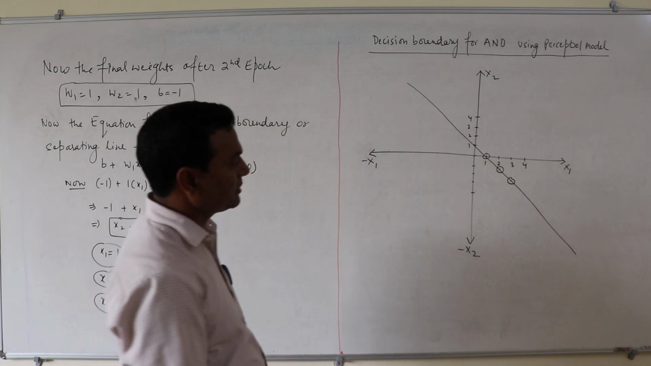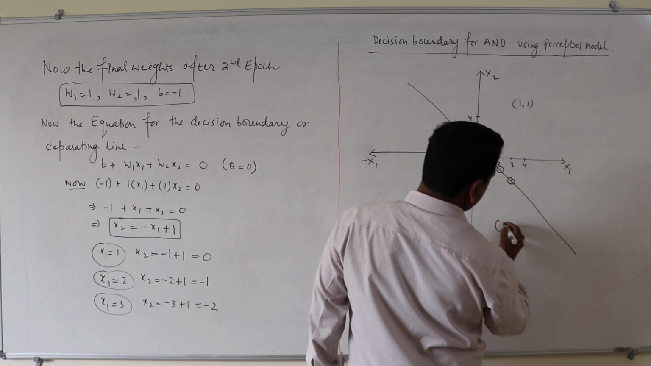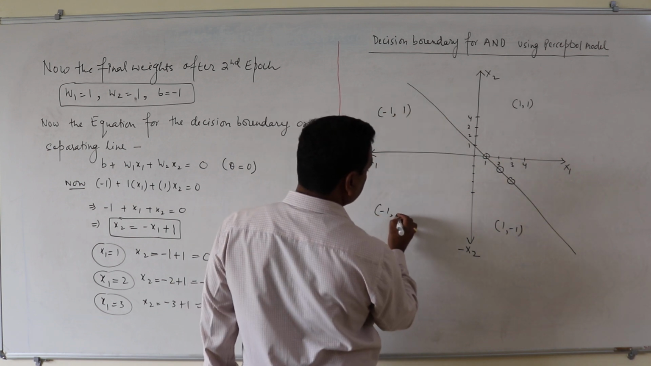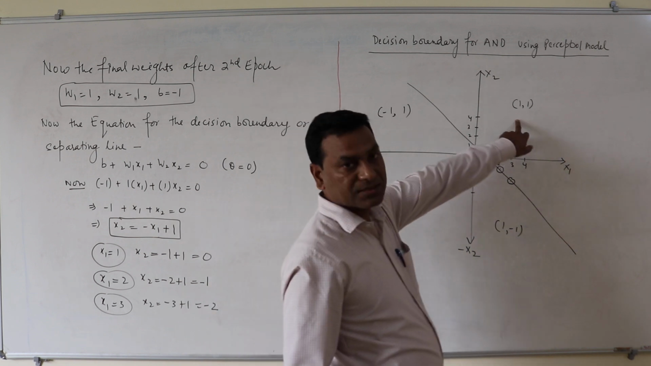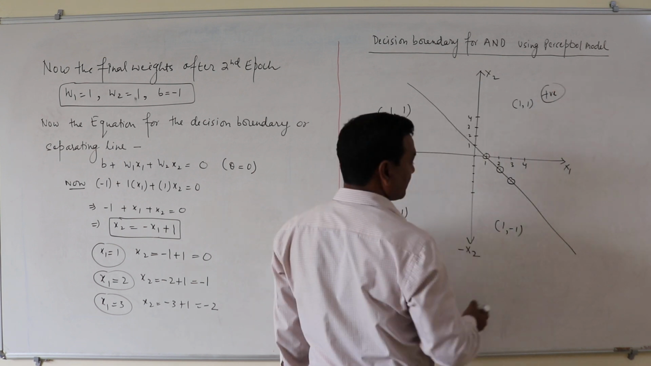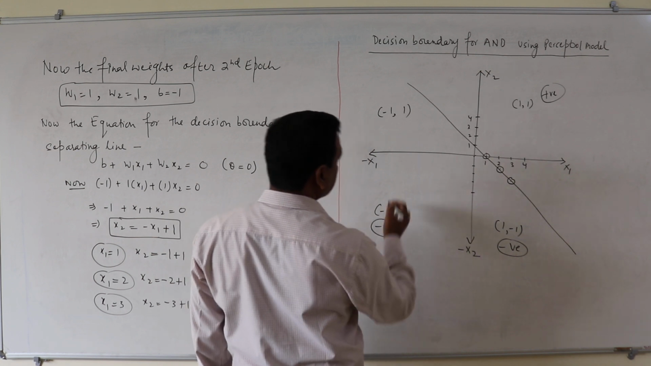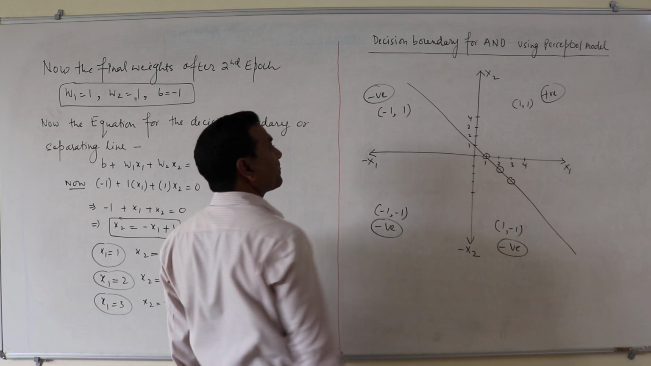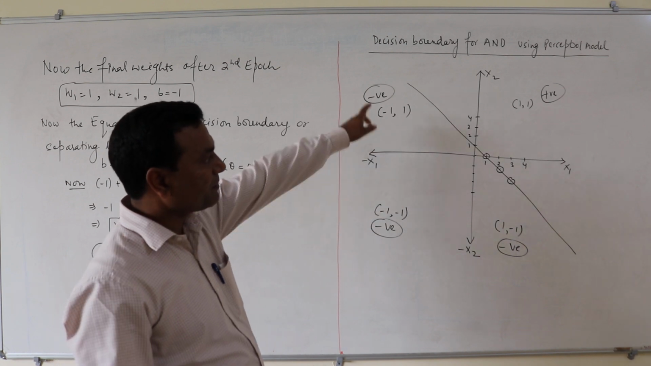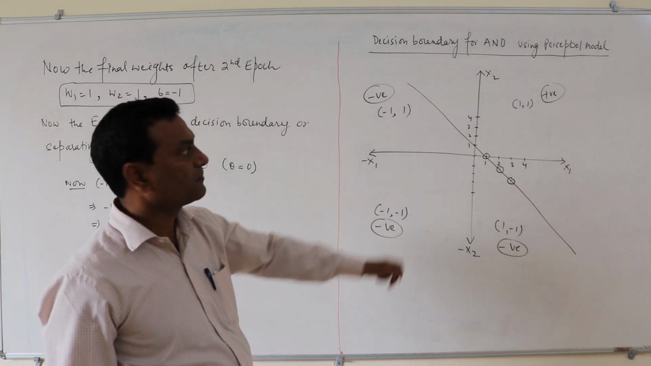In this graph, we can see the input values were (1, 1), (1, -1), (-1, 1), and (-1, -1). For (1, 1) we were getting the positive response. This is the positive response. This is a negative response, and this is also a negative response. This is also a negative response. So it means we can say this straight line is separating the positive and negative response regions.